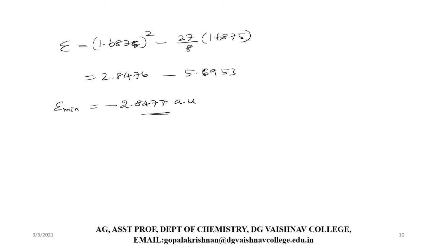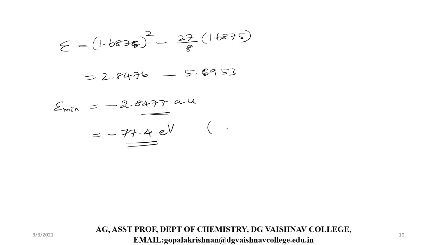This is the minimum expectation energy of helium atom using the chosen trial function phi t. For the given trial wave function, this is the minimum expectation energy for helium atom. In electron volt, multiply this value by 27.2, and you will get the energy in electron volt directly. If I do it, I am getting the answer as minus 77.4 electron volt. This is the minimum energy we got through variation method.